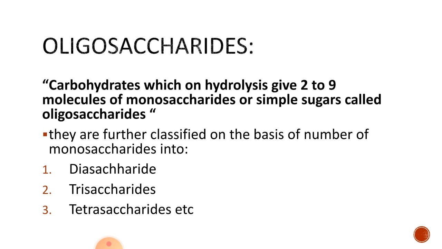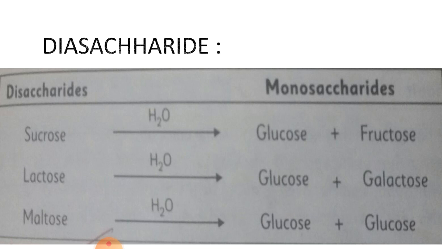They can be disaccharides, trisaccharides, tetrasaccharides. Disaccharides are those oligosaccharides which on hydrolysis produce 2 molecules of monosaccharide. Trisaccharides will be those which produce 3 molecules on hydrolysis, and tetrasaccharides are those oligosaccharides which can produce 4 monosaccharide units on hydrolysis.